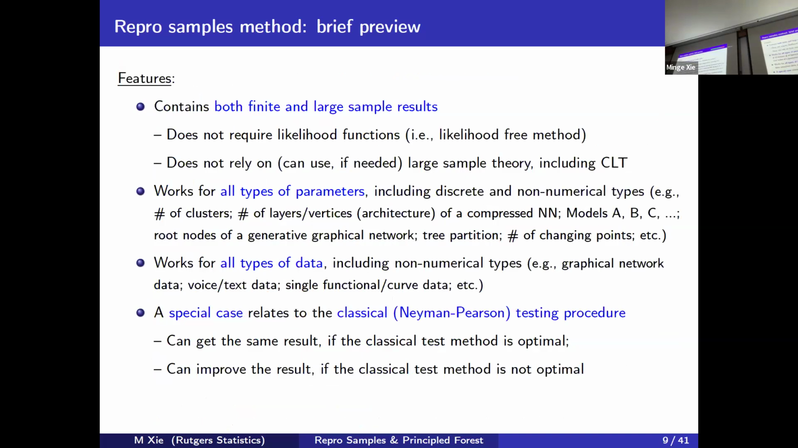Okay, let me just skip this slide. There's one thing I want to say, just the last bullet. Treating the classical Neyman-Pearson test, using inversion to get a confidence set, is a special case of what we do. Anything they get, if it's optimal, we can get the same confidence set. If the classical test is not optimal, Neyman-Pearson does not necessarily always give you the optimum intervals. In that case, we can usually improve it. So that's the sense in which we do better.